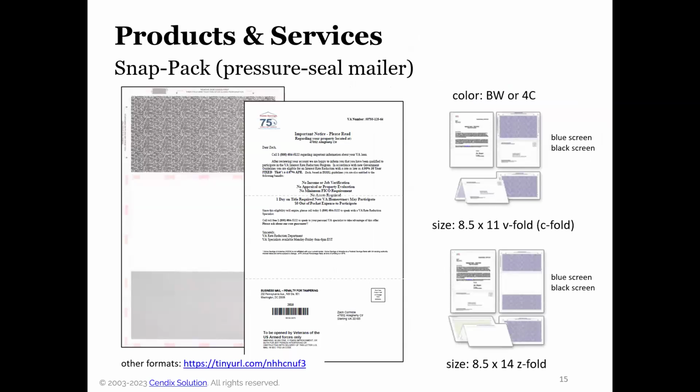This is a pressure seal mailer or a snapback. Snapback is what people in the industry call them. And you can see pictures of it on the right. We do an 8.5 by 11 V fold or a C fold. A C fold would fold in from the edges. We have some of those that look like a check. That's pretty popular. We have an 8.5 by 14 Z fold. You can see in these letters, Z fold, C fold, V fold, have to do with the shape of the folded material, as you can see from the pictures.